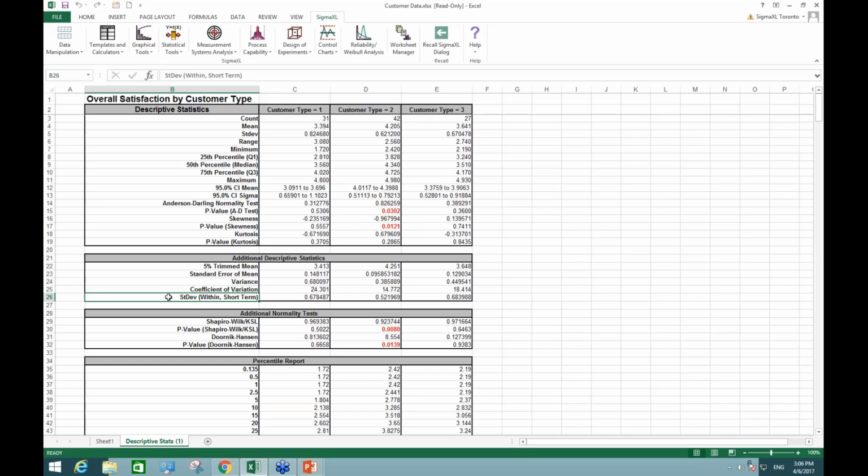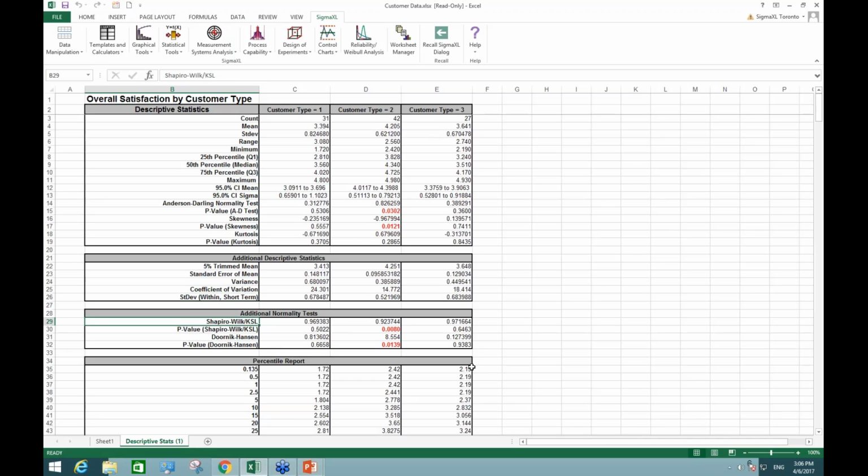And then we also have the short term or within standard dev that's used in a control chart. So in an individuals control chart or in process capability, you have this short-term standard dev. So we've added it to the descriptive statistics. And you can quickly compare by customer type. These are overall SAT scores for customer type 1, customer type 2, customer type 3.